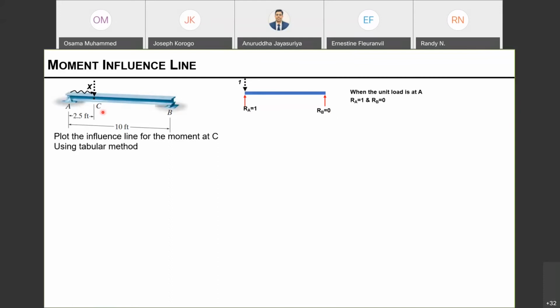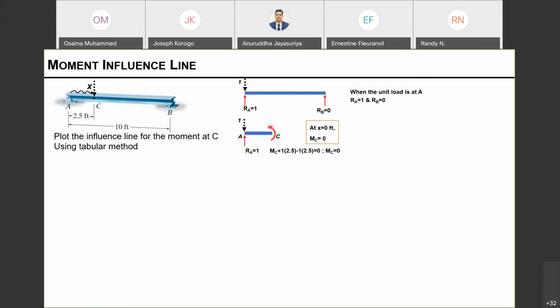Now we are looking at the moment at this section, which is at C. So what I'm going to do is cut at C and see the equilibrium. In this member, this is the left-hand side of the cut, and we have a moment going in the positive direction, or counterclockwise, because this is the left-hand side cut. And this is my reaction, RA. This is the applied load as a unit load. And then I will consider the equilibrium for this AC member.